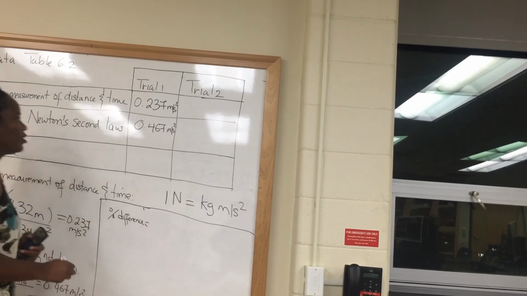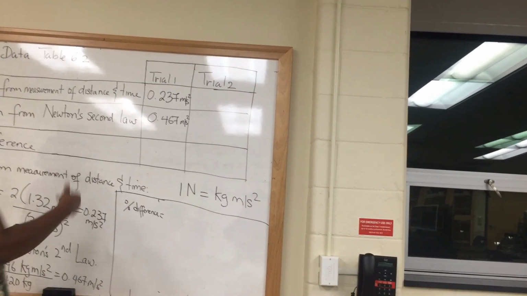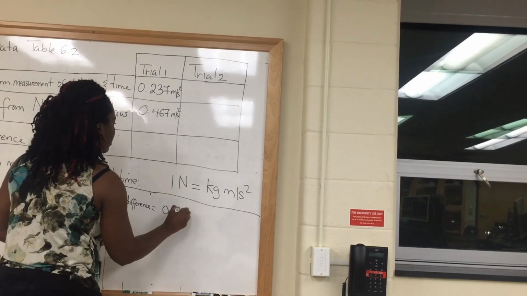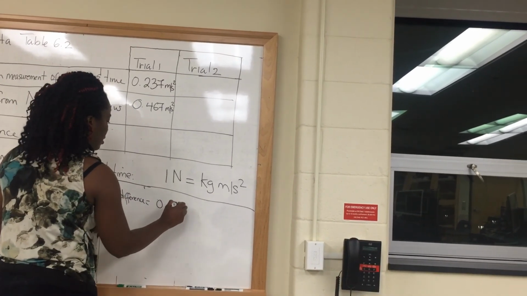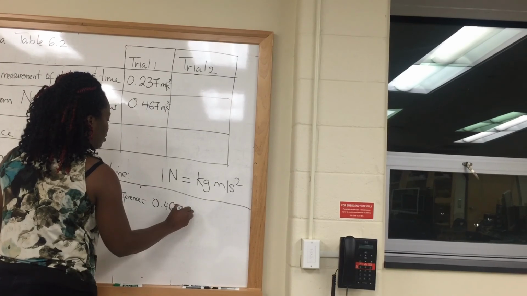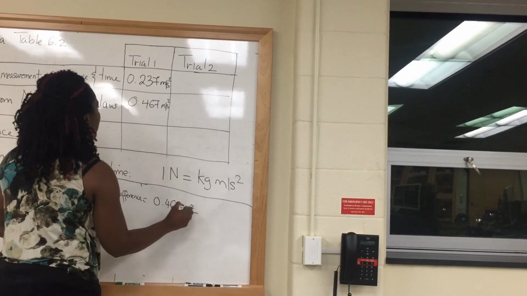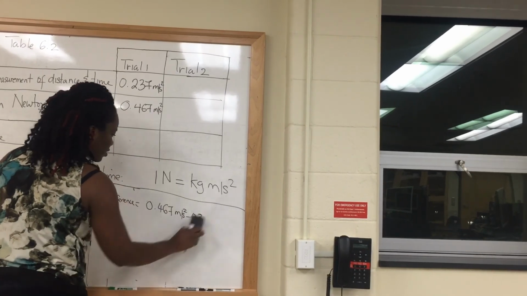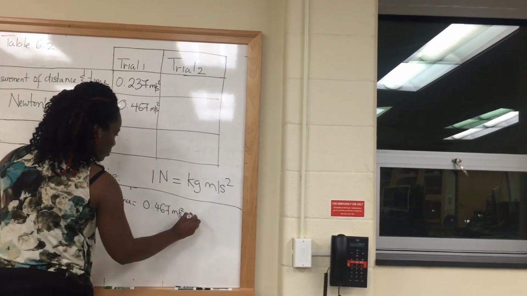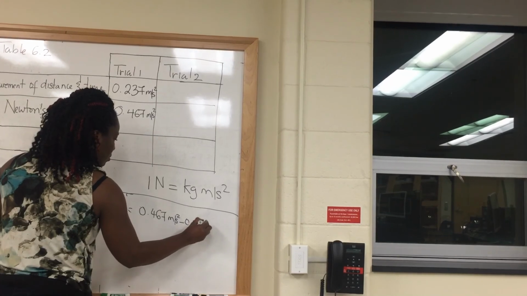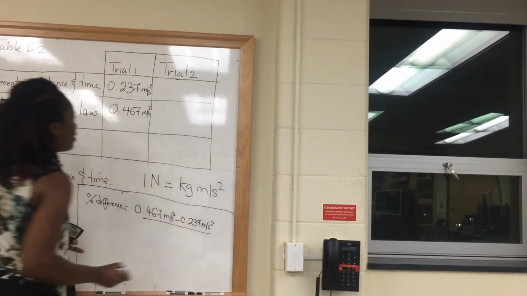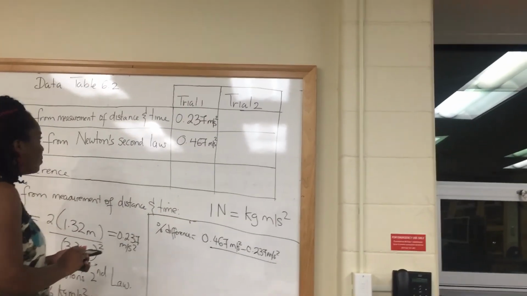Percent difference is your largest data value minus the smallest. So here I'm going to say 0.467 meters per second squared minus 0.237 meters per second squared. And then I'm going to find the average of these two values.